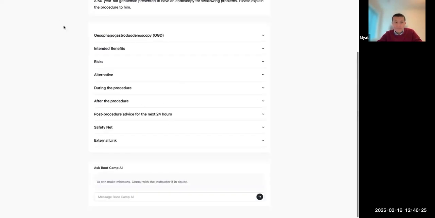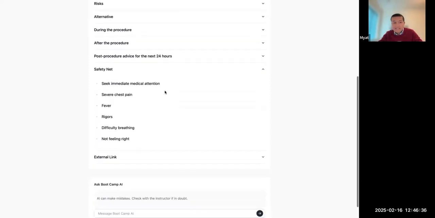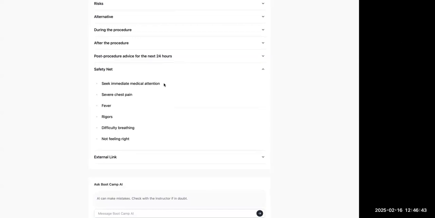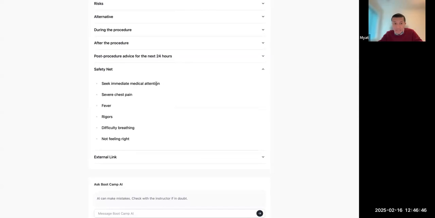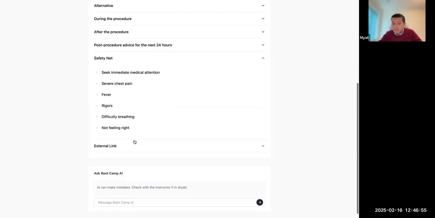Towards the end, if the patient says thank you, it's not the end of the conversation. Many times, when the patient is going home, you have to talk about the safety net. Please seek immediate medical attention, meaning where does the patient go? Nearest emergency department, not the GP. So go to the nearest emergency department if you've got severe chest pain, high temperatures, shivering episodes, difficulty breathing, or if you don't feel right.